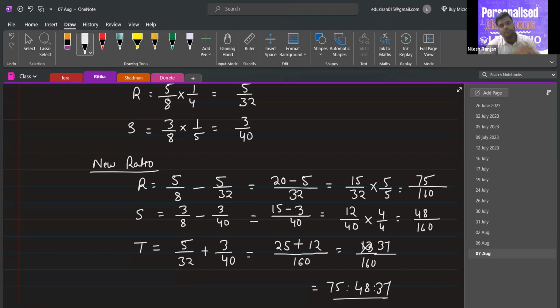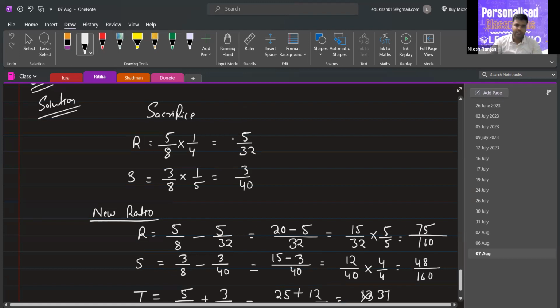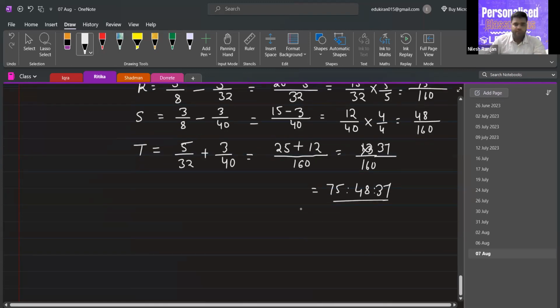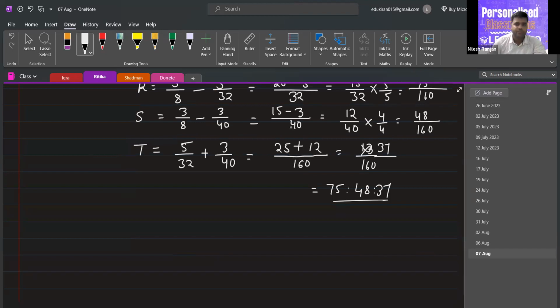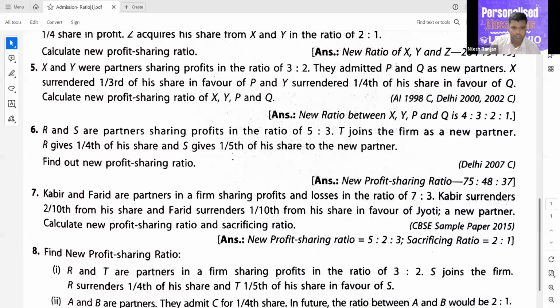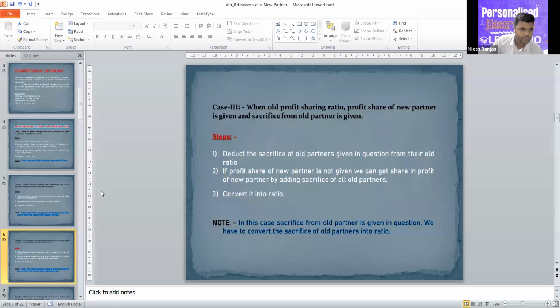So this is your case 4. In this situation, the sacrifice is this. And the new ratio is 75 is to 48 is to 37. Okay. So this is our case 3. Done.